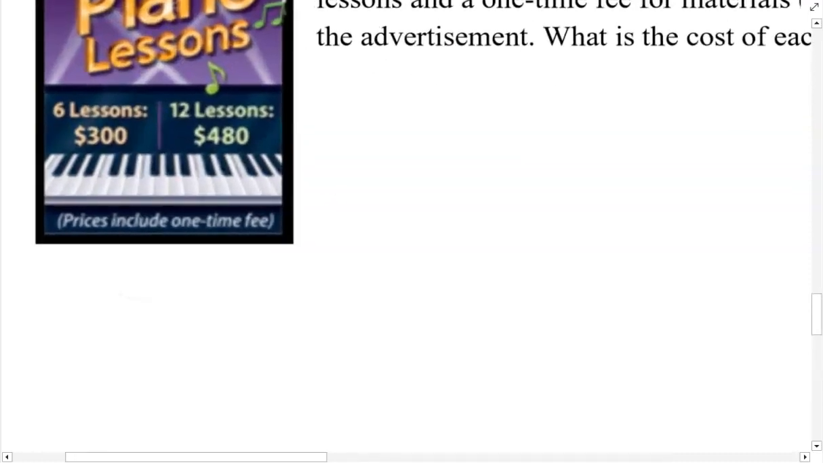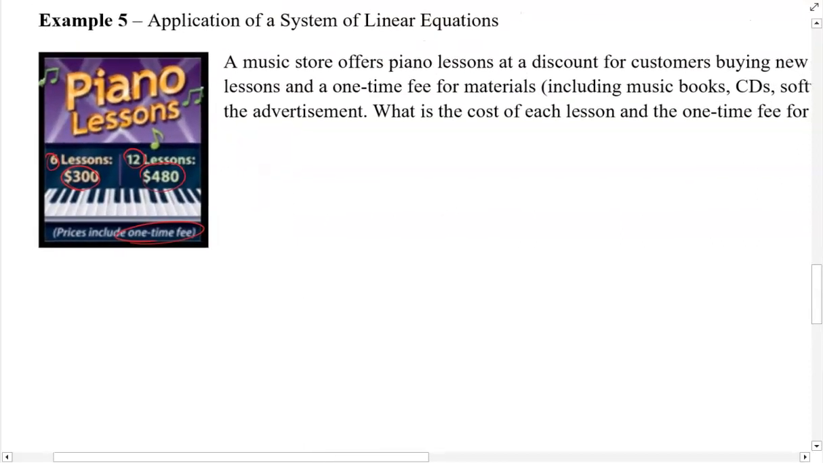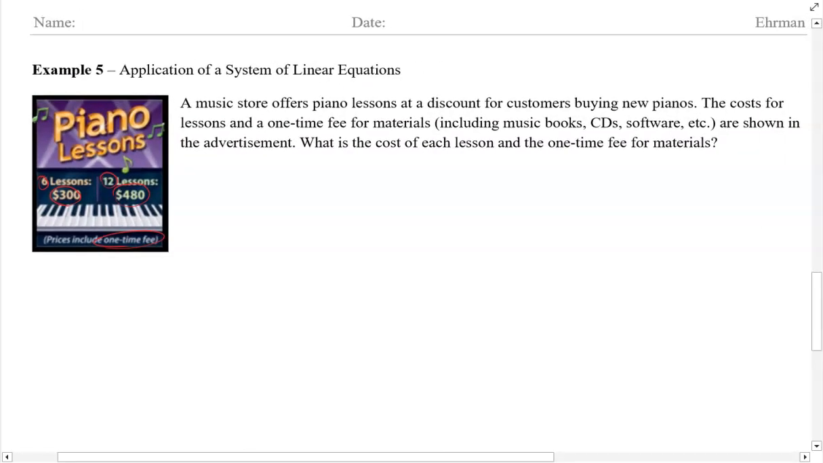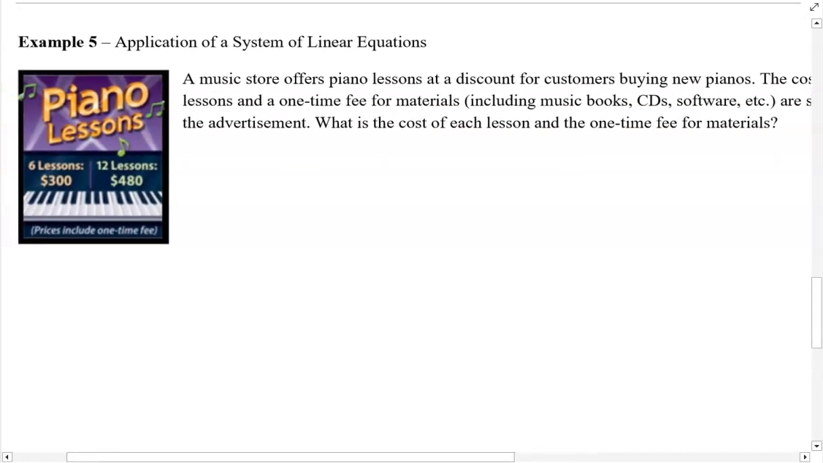So if we look closely, you can buy 6 lessons for $300 and 12 lessons for $480, and that includes the one-time fee. Now, unfortunately, we don't know what the cost for each lesson is individually, and we don't know what the cost for the one-time fee is. We're only seeing the total cost for the entire package. So you might think that you're getting a better deal with the 12 lessons. We usually are when you purchase in bulk.